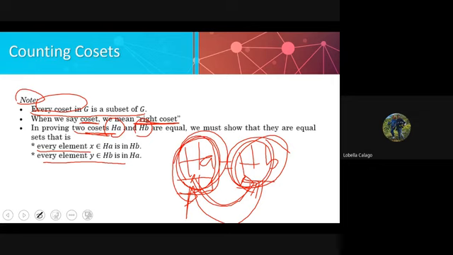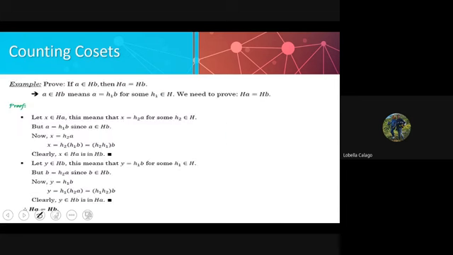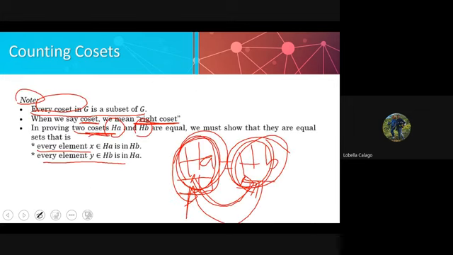Yun po yung important note dyan. Okay. So, we have here an example, no? Example of this one is that we will prove that these two cosets, HA and HB, are equal. So, we will prove that one.